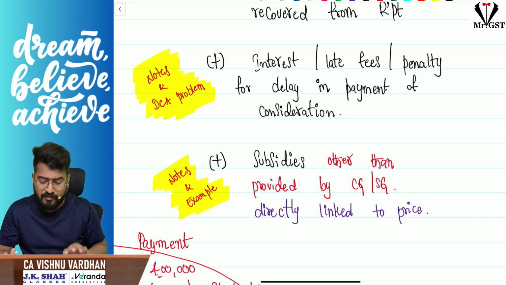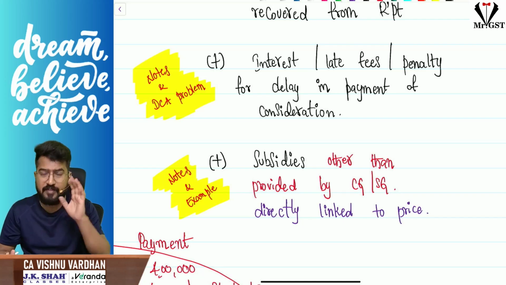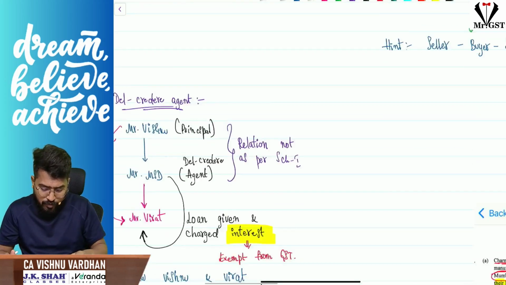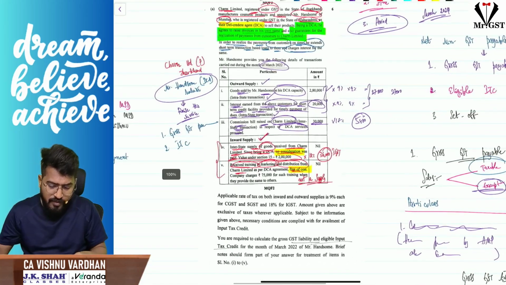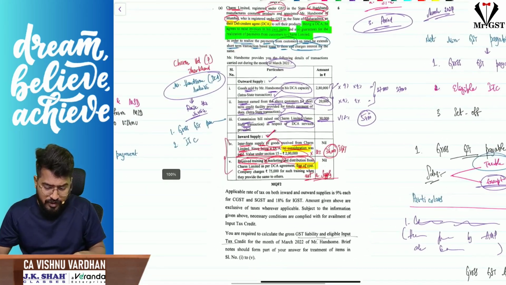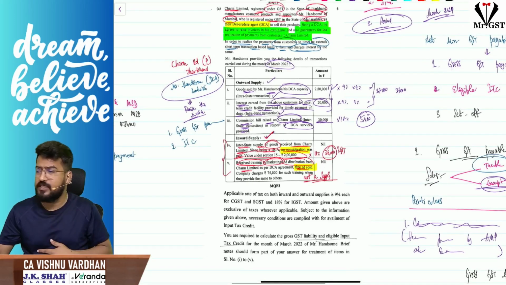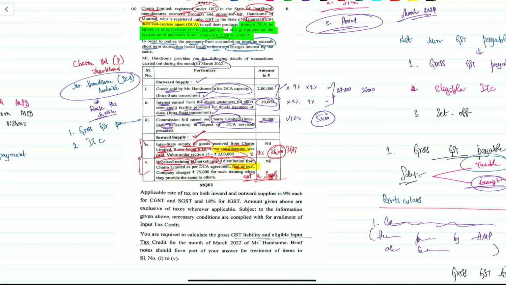And one more thing here for interest late fee. First of all, let me finish that. For interest and late fee, I have given one small problem also in the notes here, so you can just check this. This is a November 2022 CA Inter question actually, but a nice question, delivery agent like that. So you can just go with this question. They have just asked in the question gross GST liability and ITC available. That's all. They did not ask anything extra. Okay, so that is the point.